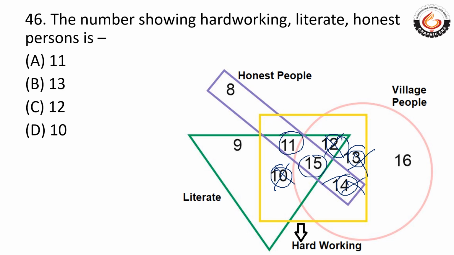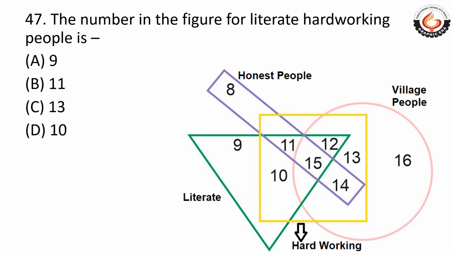But did they talk about anything about village? No. This 15 are village people. So the correct option here would be 11, because this 11 is hardworking, literate and honest. Got it?